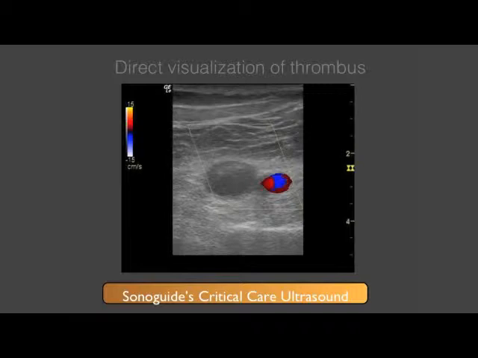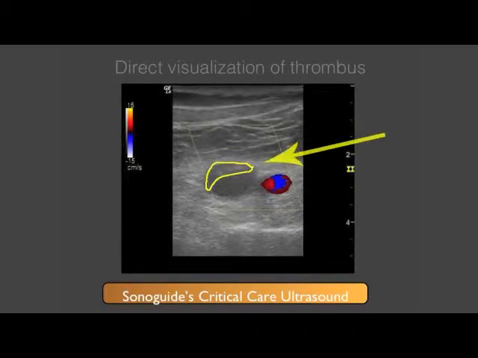Perhaps the finding with the greatest predictive value is direct visualization of a thrombus. This image is from the same patient used in prior chapters. Can you see the DVT here? Note the echogenic material seen in the upper left portion of the vessel, highlighted here with the yellow arrow and outline. This demonstrates a well-formed thrombus in the lumen of the vessel.